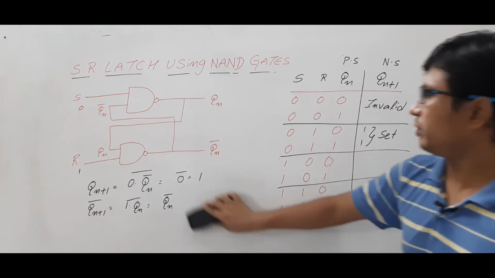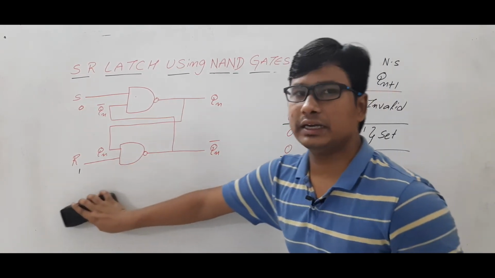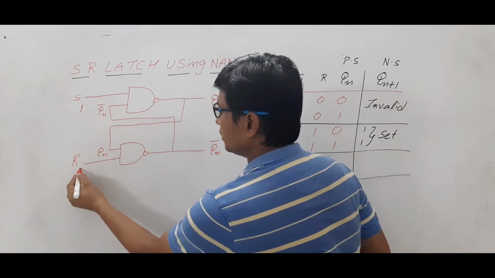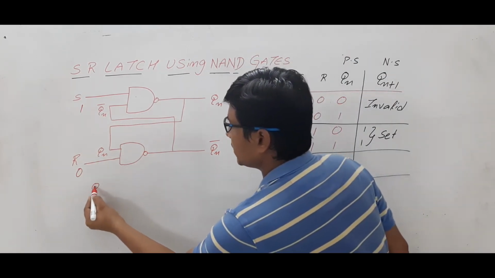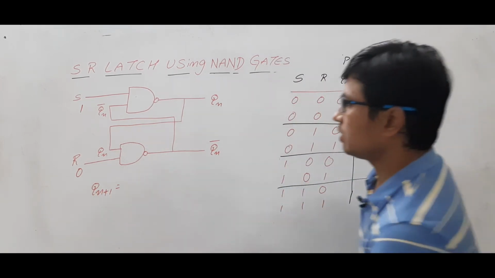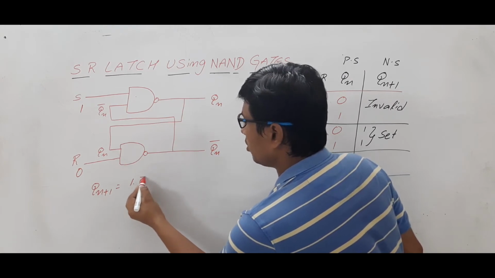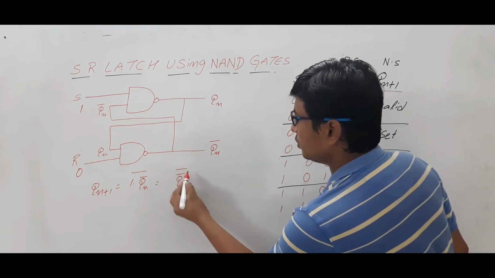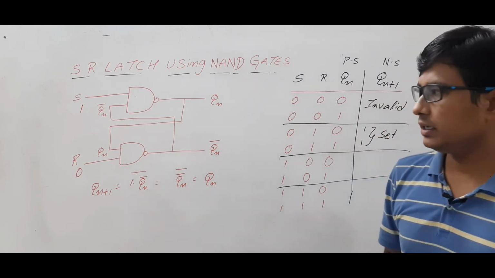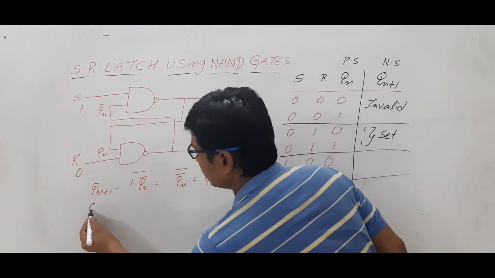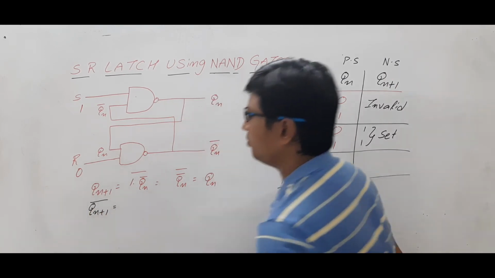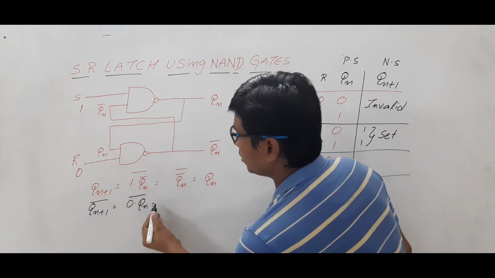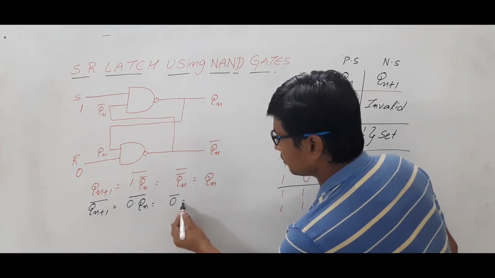Now we will see the next case, when S and R values are 1 and 0 respectively. S value is 1, R value is 0. Qn+1 is equal to 1 and Qn complement whole complement. 1 and something will be that something only. Qn complement whole complement is equal to Qn. Now Qn+1 complement is equal to what? Qn+1 complement is equal to 0 and Qn whole complement is equal to 0 complement, which is 1.